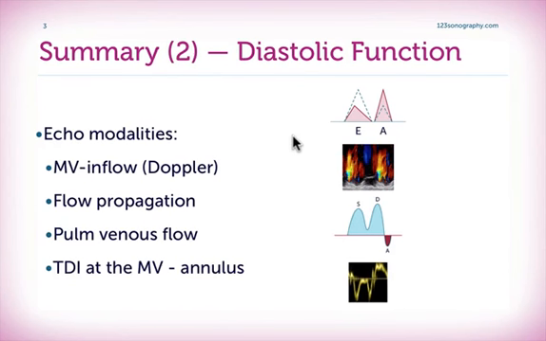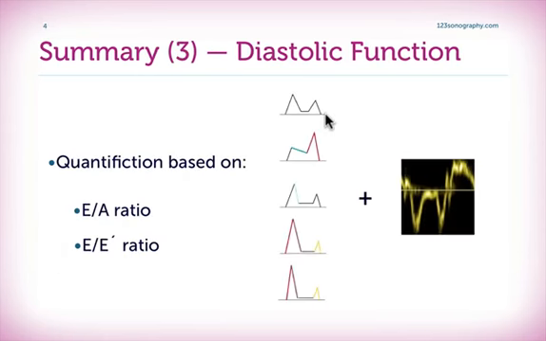Echocardiography can help us determine diastolic function better than any other method. We can use several different echo modalities, such as the mitral valve inflow pattern, the flow propagation with color M-mode, the pulmonic venous flow, and also tissue Doppler at the mitral valve annulus.